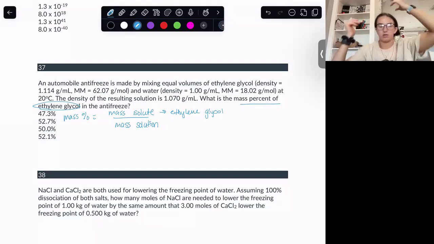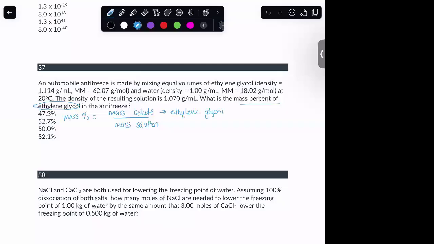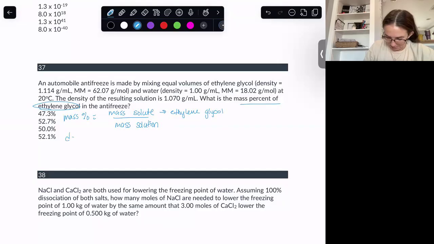Perfect. So how are we going to get to mass solute and mass solution? How is that going to help us? Or where can we go from here? What I originally did was say that density is equal to mass per unit volume, so mass would equal density times volume. Okay, so we know that density is equal to mass over volume, so mass is going to be equal to density times volume. Okay, so where do we go from here?